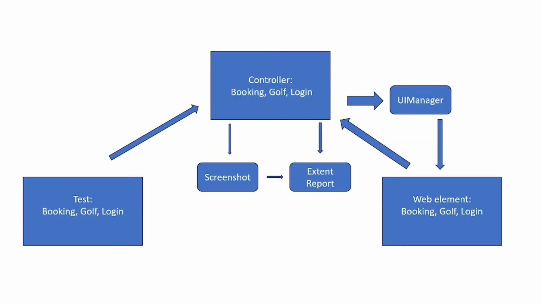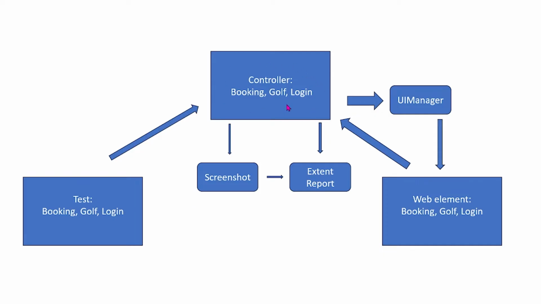Hi, in today's video, we are going to continue talking about designing our own web test project. On this slide that I'm showing here, this is an overview of the structure of our web test project. You see here in the middle, these are the controller classes, which contain booking, golf, and login. This controller class calls upon the test classes such as booking, golf, and login. Within these test classes, we have various test cases for testing the elements of booking, the elements of golf, and the elements of login.